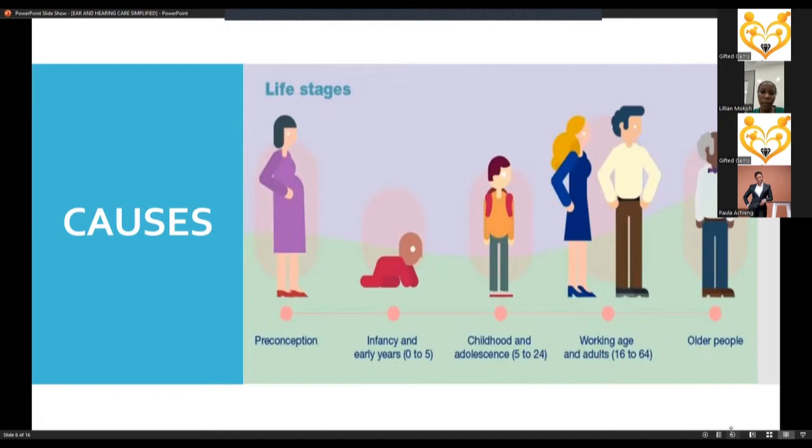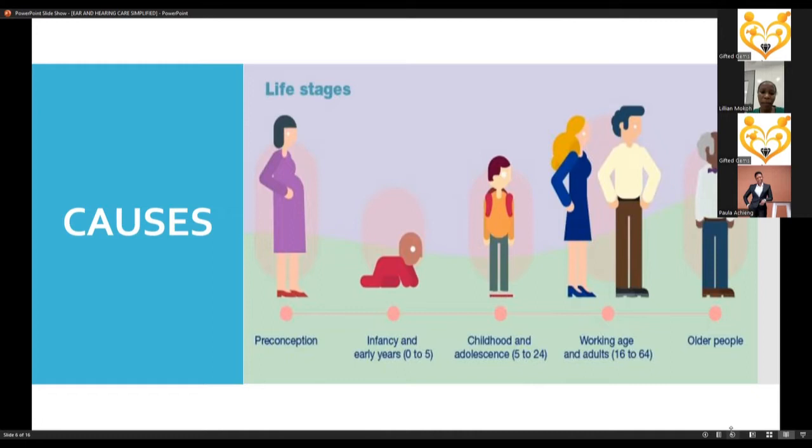When we talk about causes of hearing loss, as I said before, hearing is something that varies from age to age. And hearing is a function of the body that is utilized every single day of our lives. So any day that you are out there, you are exposed to something that can damage or affect your hearing. So causes of hearing loss usually occur across an individual's lifetime.